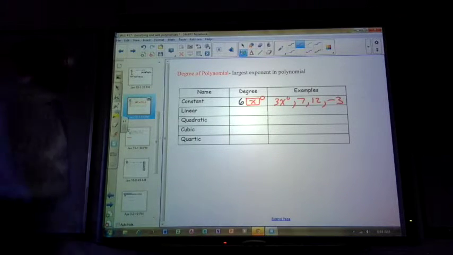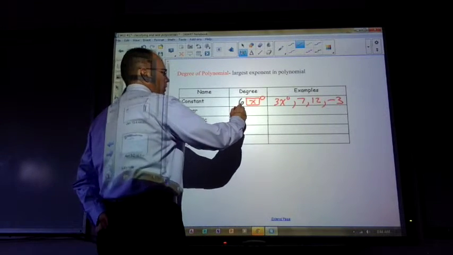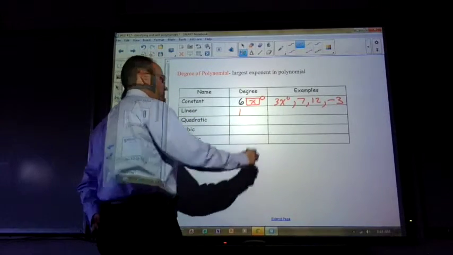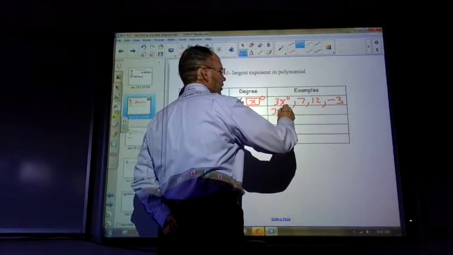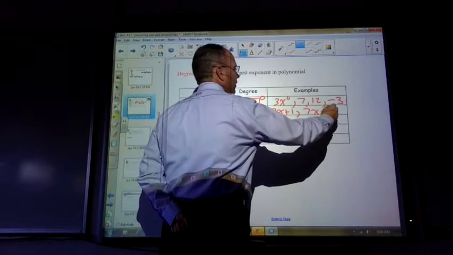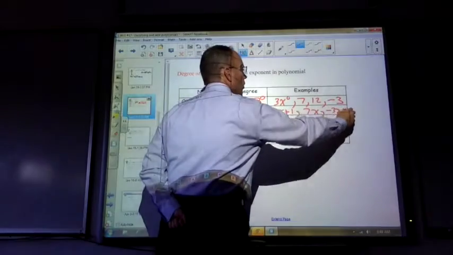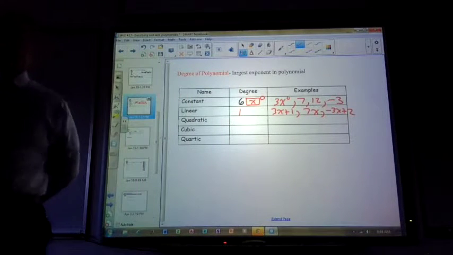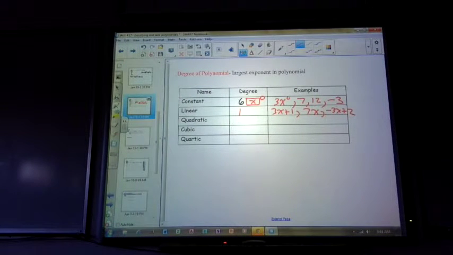Linear: the highest exponent is to the first. The highest exponent is to the first. Linear would be like this, 3x plus 1, or 7x, or negative 3x plus 2. Those are all examples of linear. Linear, if you were to graph them, would form a straight line.